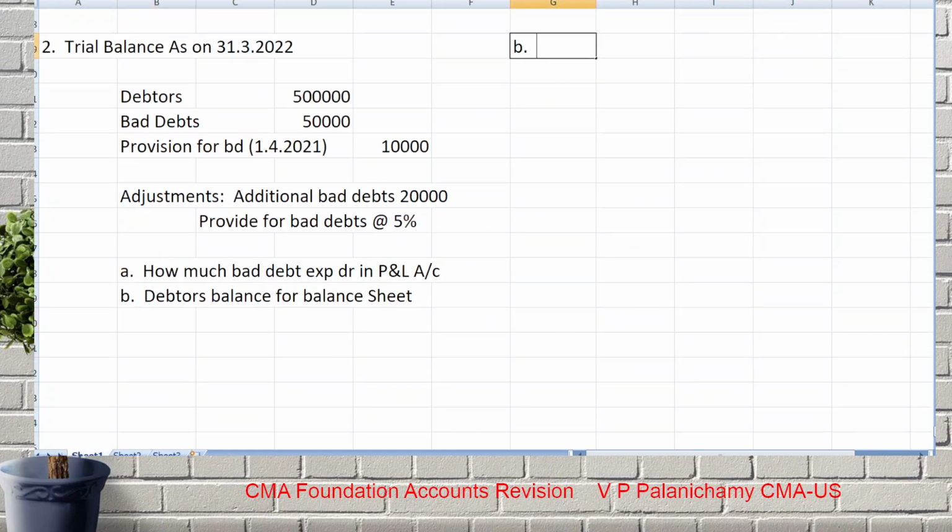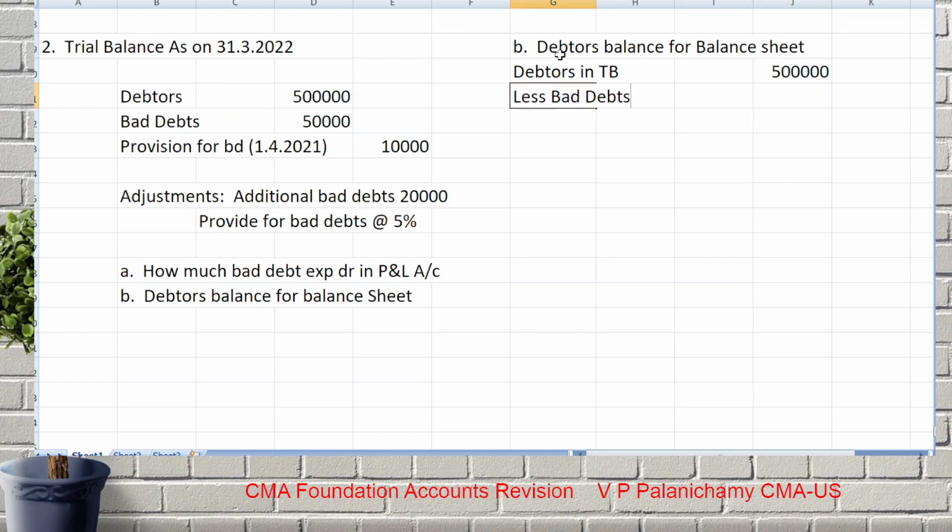Now let me solve the B part first. Debtors balance for which one? Balance sheet. What is debtors in trial balance? 5 lakhs. Less the bad debts. Already இருக்கிற ஒரு bad debts இருக்கு. Adjustmentல ஒரு bad debts கொடுத்திருக்காங்க. Which bad debt should be reduced? This bad debt is given in the trial balance. When an item will come in the trial balance? Journal pass பண்ணிருக்கணும், ledger prepare பண்ணிருக்கணும், அதுக்கு balance இருக்கணும். Only then it will come in what?